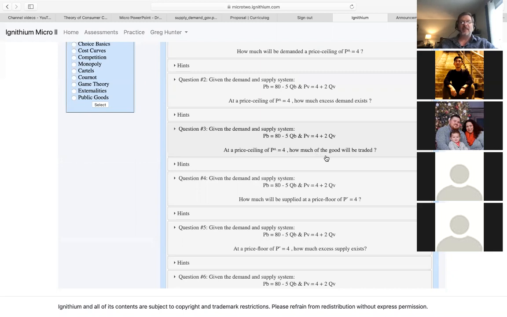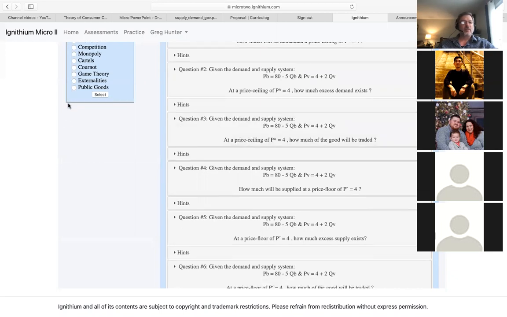And that is what we should get in terms of the quantity traded because... I don't know if you guys heard that. I think that is Jian Yu.